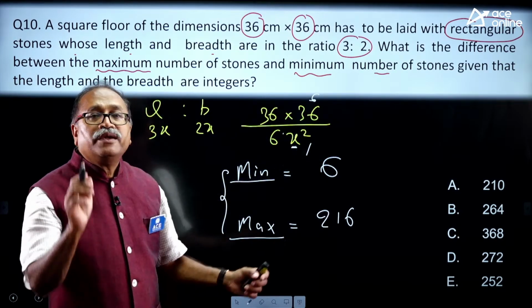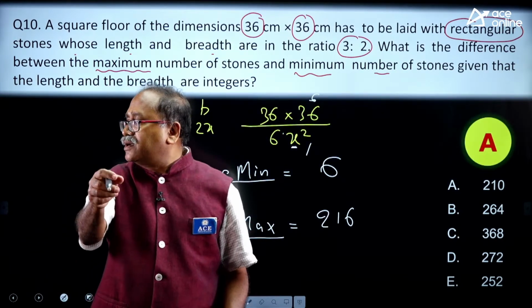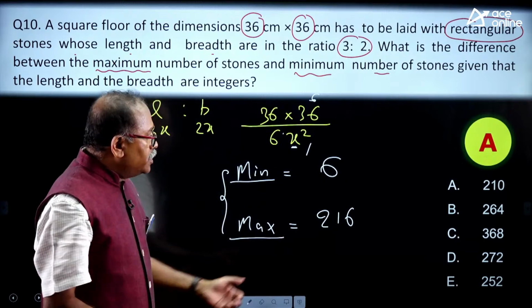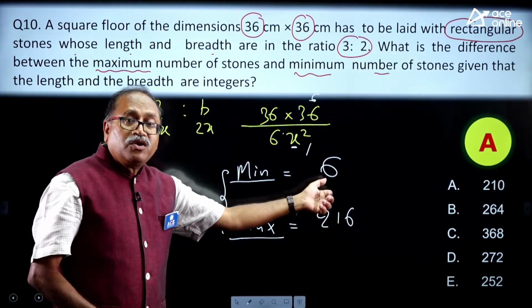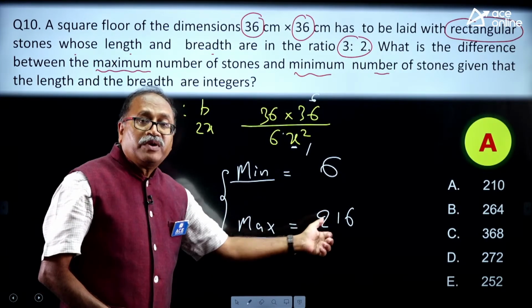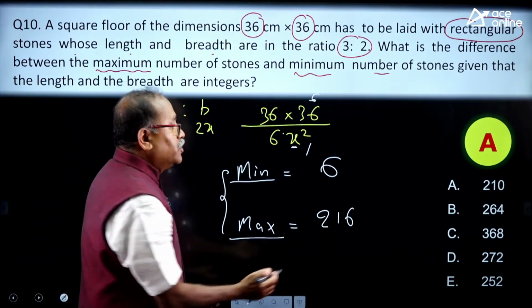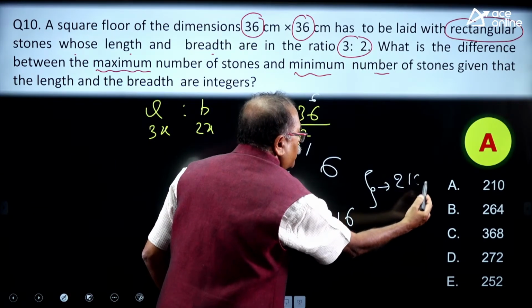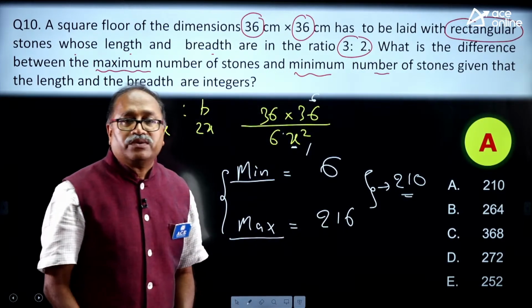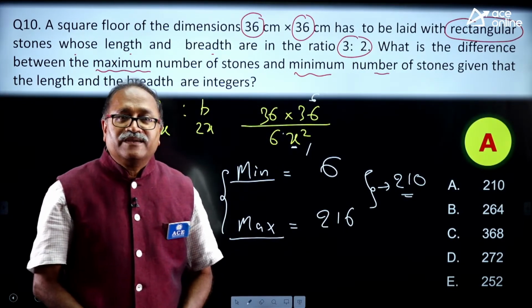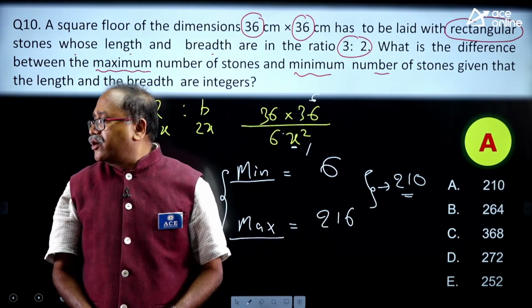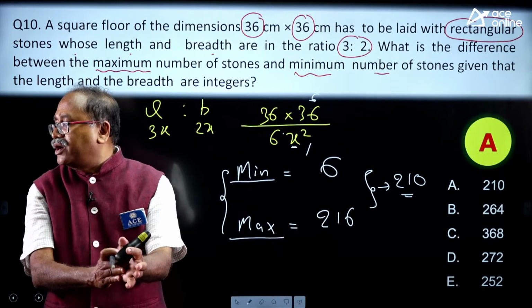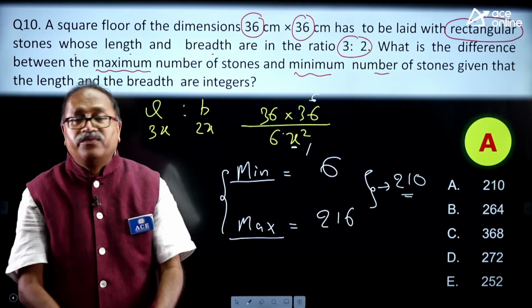210, option A, that's right. Dharni, that's right. So minimum number of stones, maximum number of stones. You are asked to find the difference between these two, and the difference is 210, as Dharni has rightly answered. Option choice A. Rakesh, well done, sir, well done.